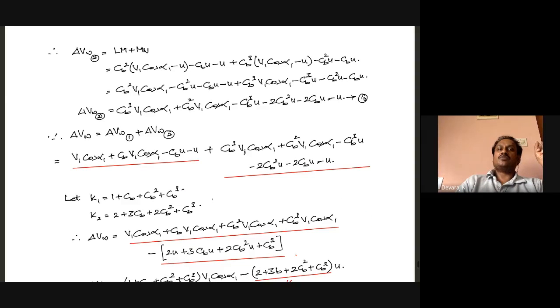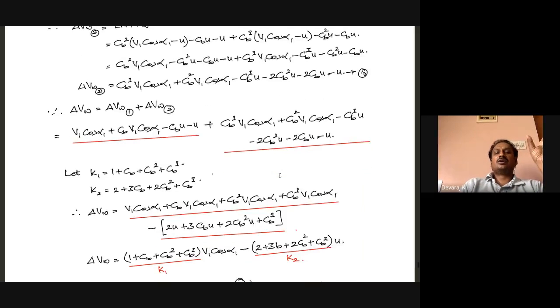Delta VW for wheel 1 is V1 cos alpha 1 plus Cb into V1 cos alpha 1 minus Cb into U minus U for the first wheel. Then for the second wheel, it is Cb cube into V1 cos alpha 1 plus Cb square into V1 cos alpha 1 minus Cb cube into U minus 2Cb cube into U minus 2Cb into U minus U. This is one for the first wheel, second one for the second wheel. Now, I need to simplify something.